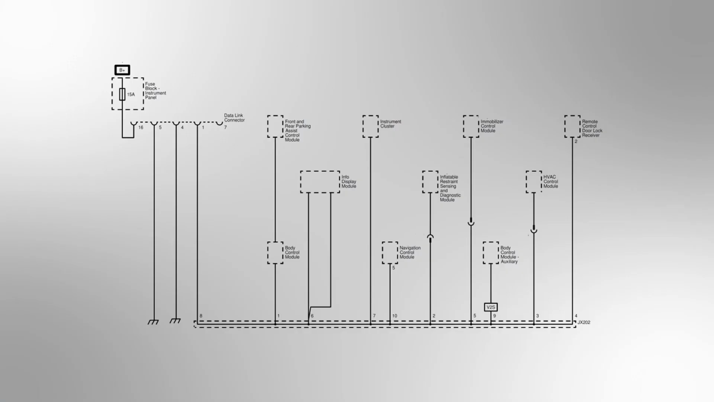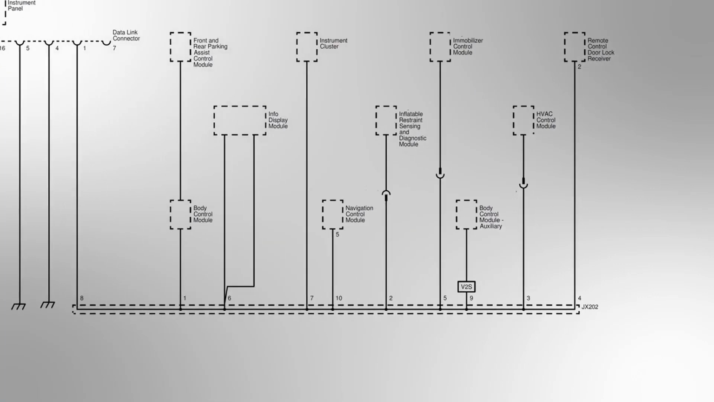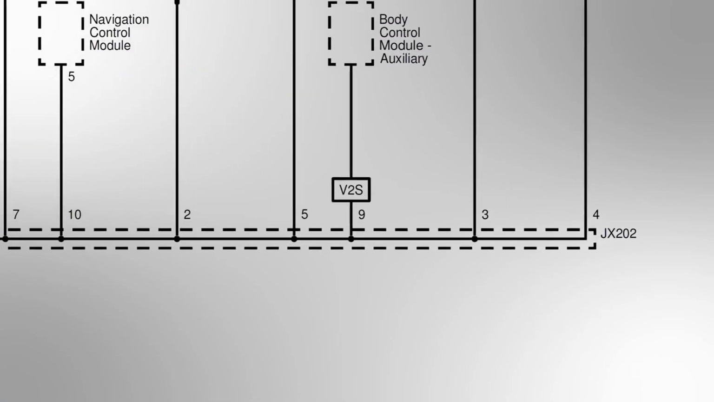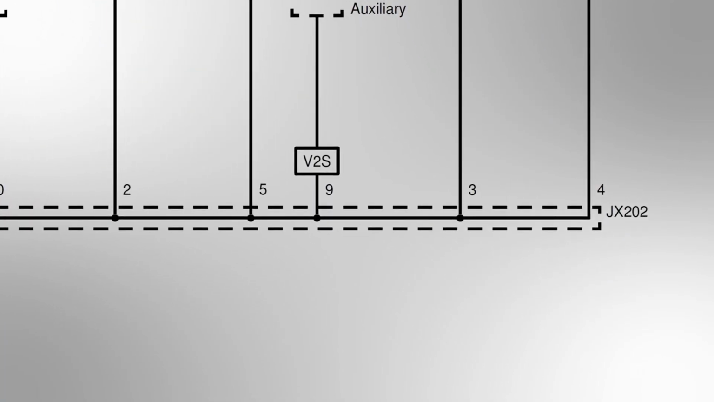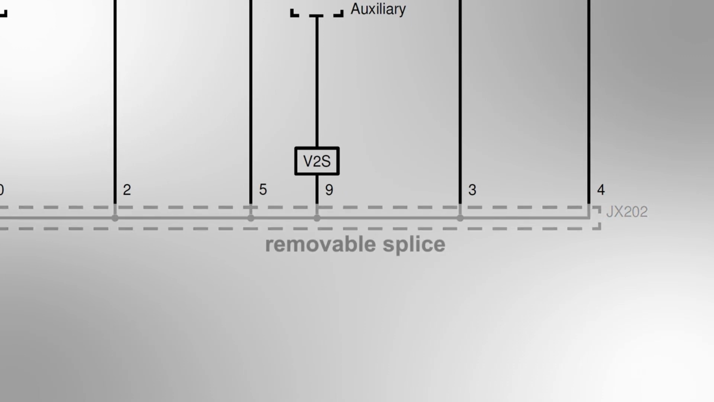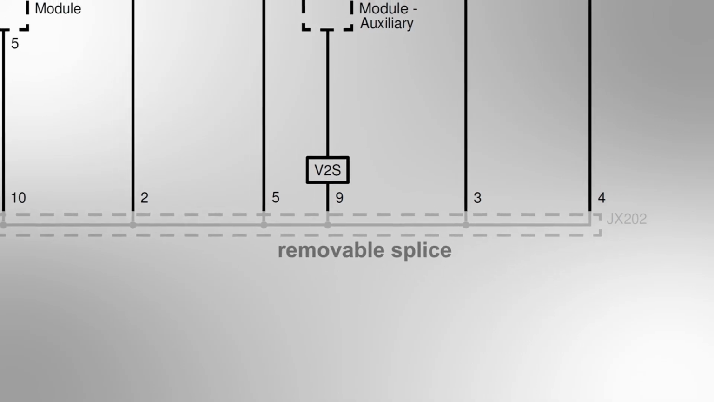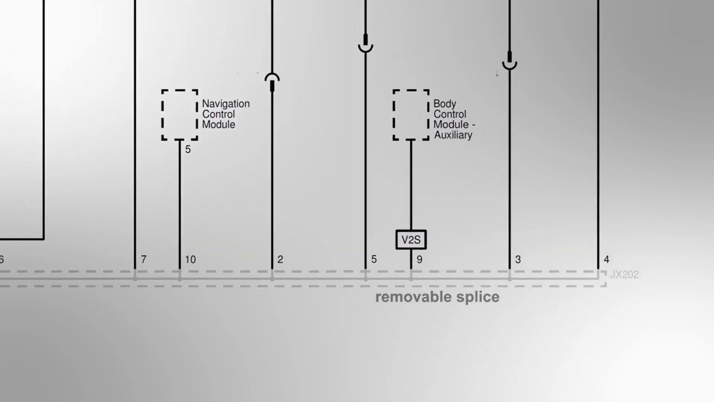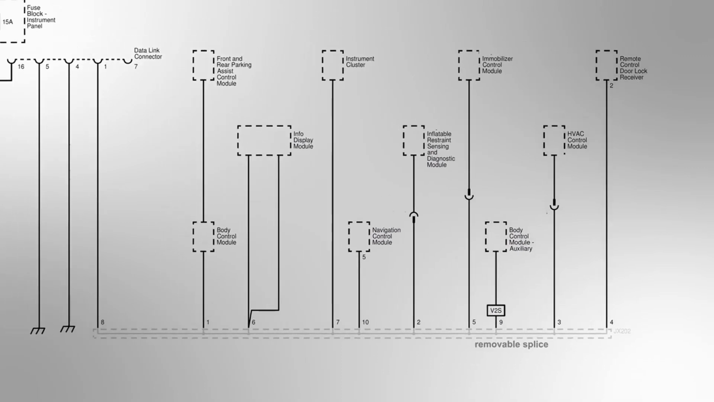This is a low-speed bus schematic for the vehicle I'll be working on. Always remember to check the schematic for your vehicle. It uses star topology with a removable splice, which makes diagnosis easier. If your vehicle doesn't have a removable splice, it will require a little bit more work to locate the fault.